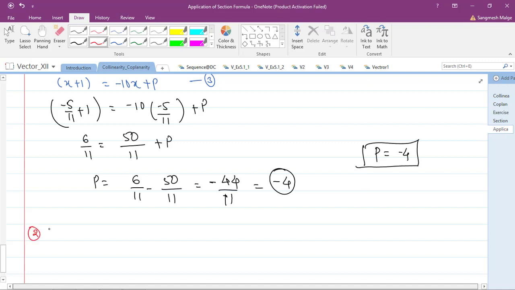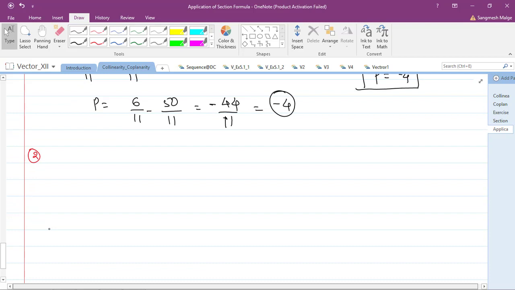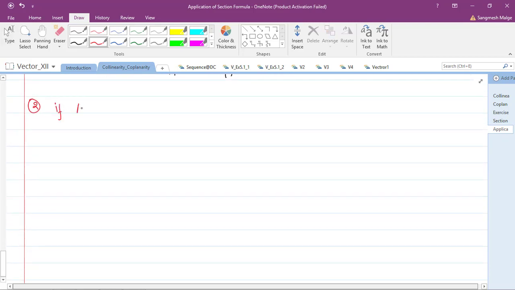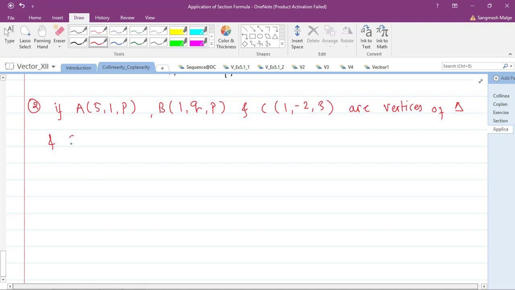The question number 2 of this video. If a, b, c are the vertices of a triangle, with a in bracket 5, 1, p, b in bracket 1, q, p, and c in bracket 1, minus 2, 3, are the vertices of a triangle, and g in bracket r, minus 4 by 3, 1 by 3 is its centroid, then of course we have to find out the value of p, q, r. This we have to find out.